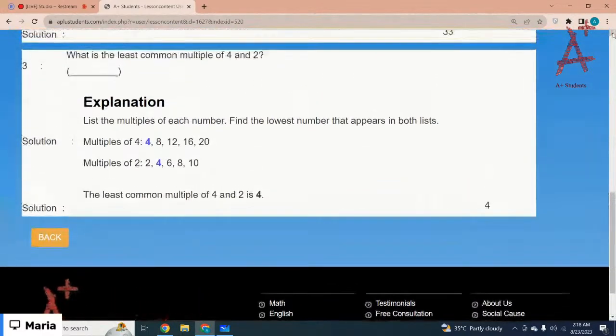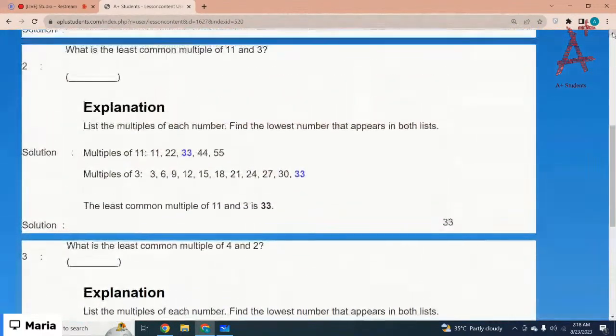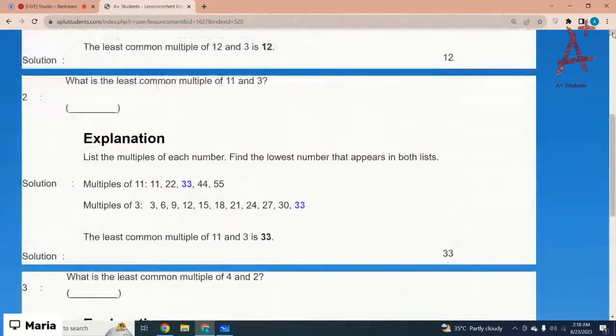Okay, the next example is, what is the least common multiple of 11 and 3? So list the multiples of 3 and 11. So multiples of 11 are 11, 22, 33, 44, and 55, right? And multiples of 3 are 3, 6, 9, 12, 15, 18. So you have the smallest common number, the least common multiple is 33, right?